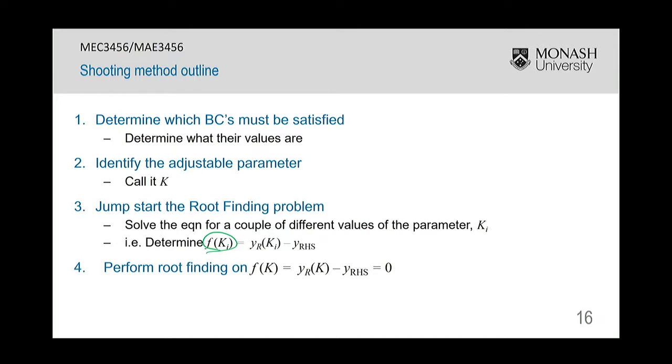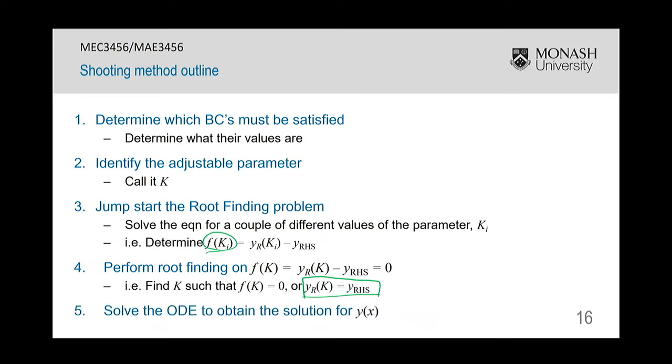Then perform root finding on this function, f of k, which is yr of k minus y right-hand side. Once we have solved this root finding problem, we will have the value of k that gives us f of k is equal to 0, or yr of k is equal to the right-hand side value that we want. So we've found the correct value of k. Once we have found that correct value of k, we solve the ODE using that to obtain the final solution for y of x. We'll go through some examples in subsequent videos.